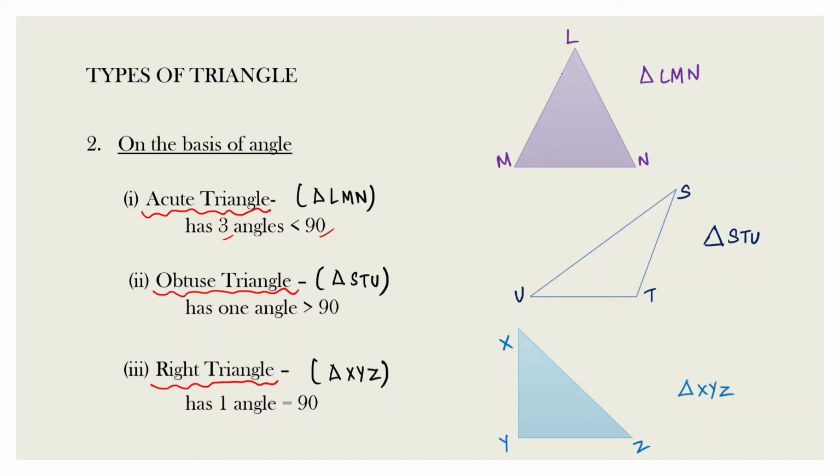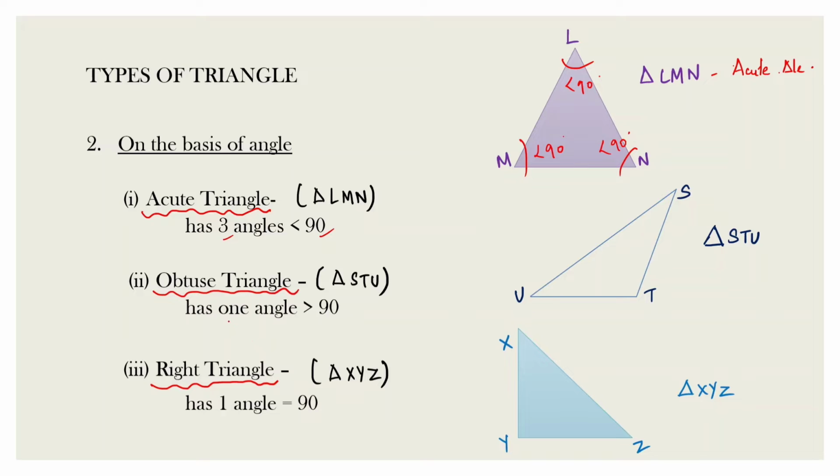In this triangle, when angle L is less than 90 degree, angle M is less than 90 degree, and angle N is less than 90 degree, all three angles are less than 90 degree, then we could say that the triangle LMN is what triangle? Acute triangle. Next, let's look at obtuse triangle.